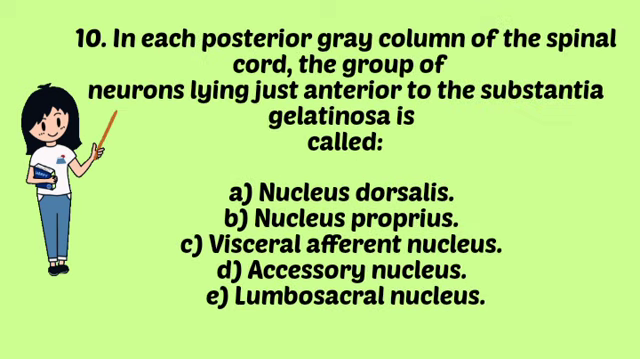10. In each posterior gray column of the spinal cord, the group of neurons lying just anterior to the substantia gelatinosa is called: A. Nucleus dorsalis. B. Nucleus proprius. C. Visceral afferent nucleus. D. Accessory nucleus. E. Lumbosacral nucleus. Option B is correct, nucleus proprius.